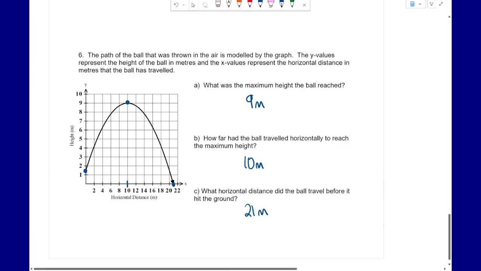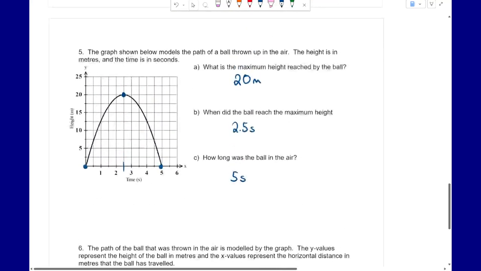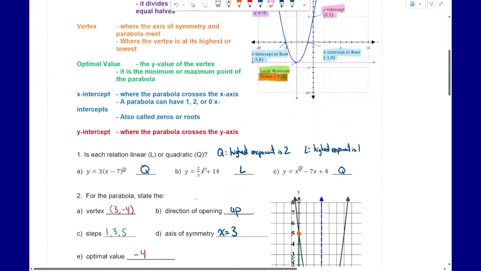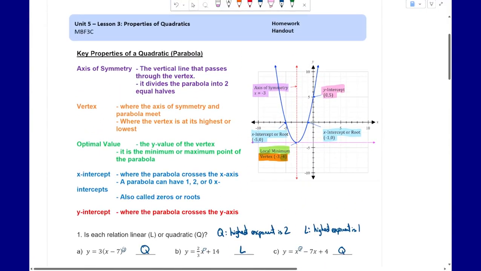So again, being able to read a graph, understand what it's asking us to find based off of the scenario, and basically it's going to be some of those key properties that we've looked at when looking at a quadratic. So again, just make sure you're familiar with these key properties, right? The axis of symmetry, vertex, optimal value, x-intercepts, and y-intercept.